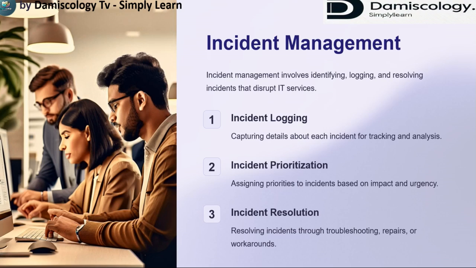Under incident resolution, the service provider ensures that there is proper management of resolving incidents that have been reported through troubleshooting, repairs, brainstorming, or workarounds. Under incident resolution, the service provider ensures that proper investigation is carried out to resolve or provide absolute resolution to customers' incidents.